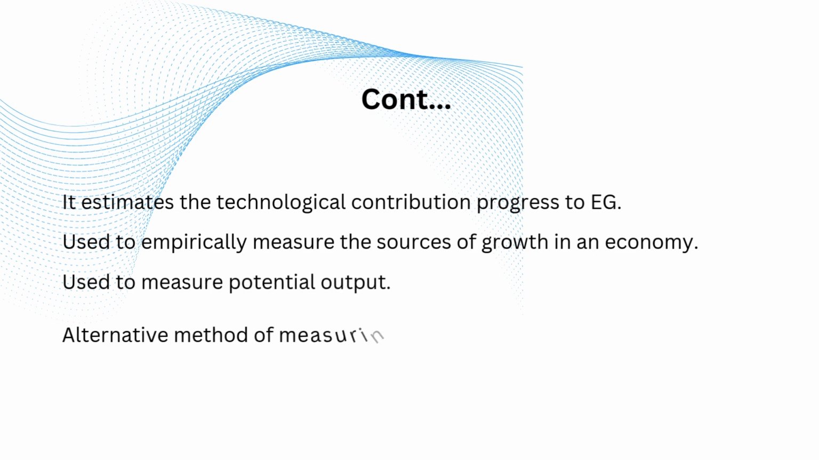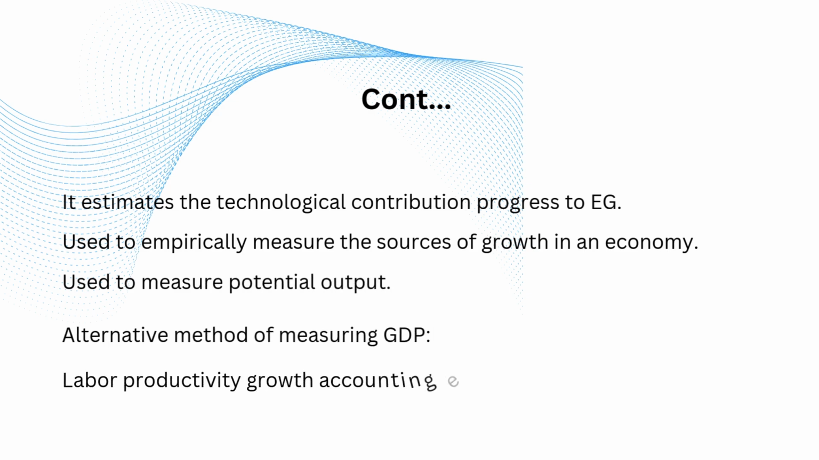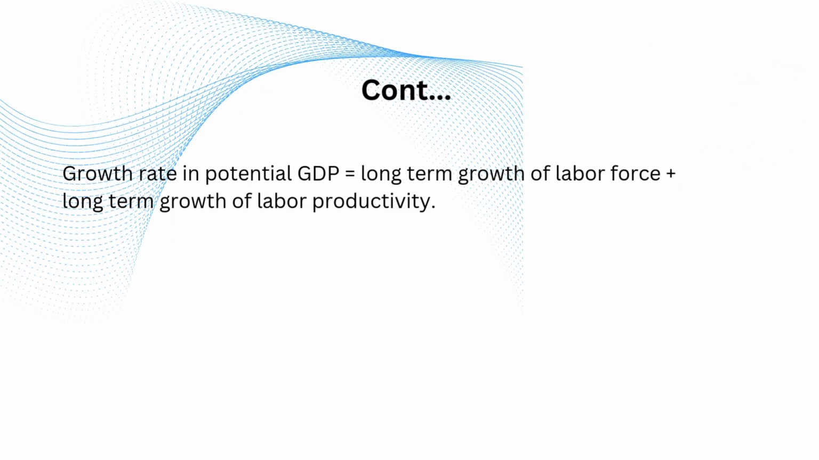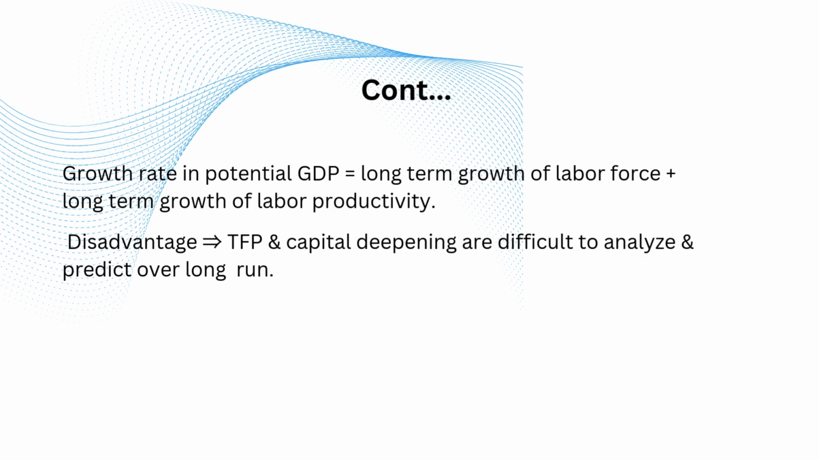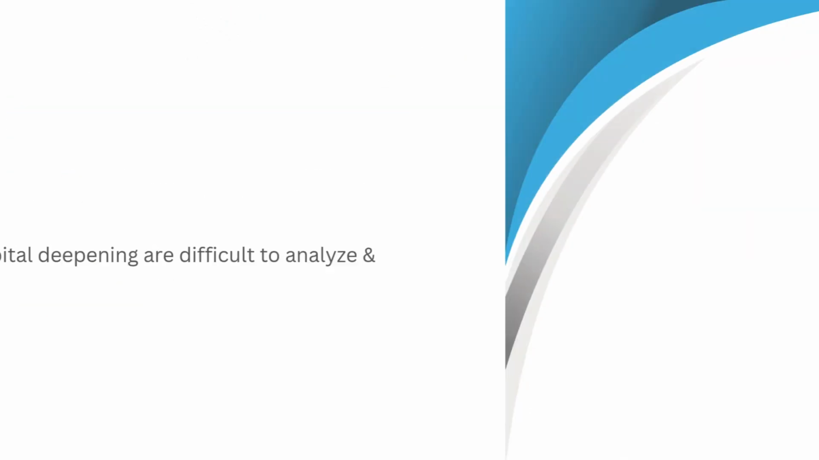Alternative method of measuring GDP: labor productivity growth accounting equation. Growth rate in potential GDP equals long-term growth of labor force plus long-term growth of labor productivity. Disadvantage: TFP and capital deepening are difficult to analyze and predict over the long run.